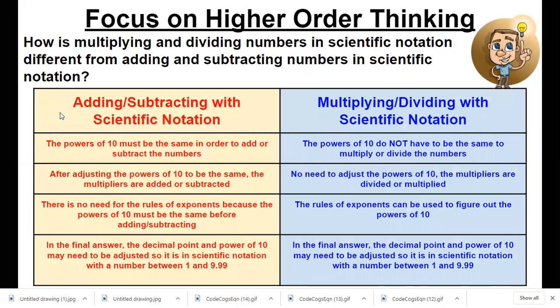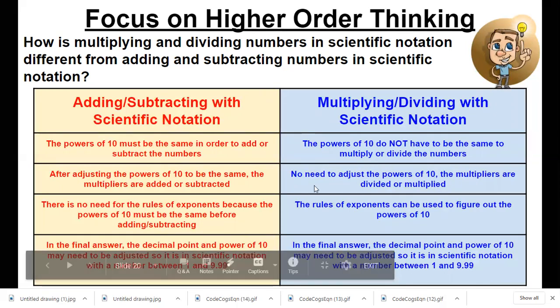So here is a chart comparing. In adding and subtracting, the powers of 10 must be the same in order to add or subtract the numbers. In multiplying and dividing, the powers of 10 do not have to be the same to multiply or divide the numbers. Adding and subtracting, after adjusting the powers of 10 to be the same, the multipliers are added or subtracted. In multiplying or dividing, no need to adjust the powers of 10. The multipliers are divided or multiplied.